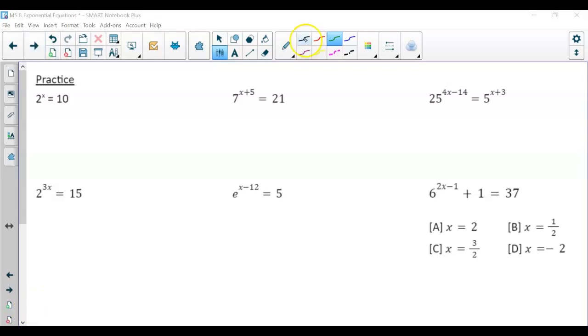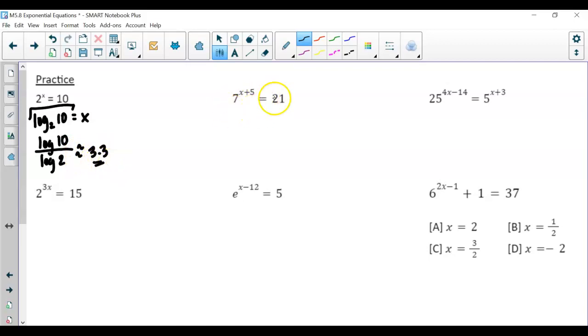Okay, so for the first practice problem, don't divide by 2 and say 5, right? Because it's an exponential and it's by itself. So you can just write it as a log. So here you've got log base 2 of 10 is equal to x. And here's your change of base. Log 10 divided by log 2, you get approximately 3.3.